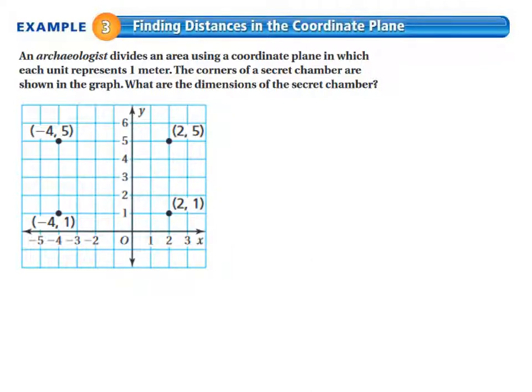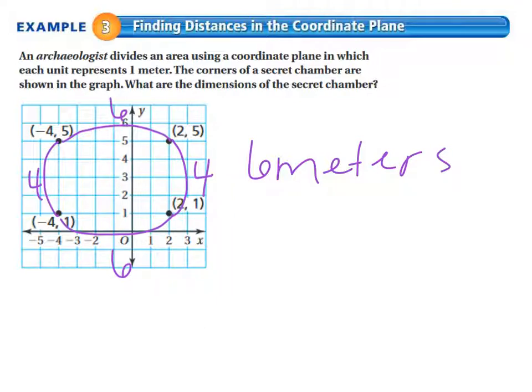So what we're going to do is we're just going to count the spaces in between each point, because we're just trying to find the distance between each one. So first, let's go from here to here. The space between there is 1, 2, 3, 4, 5, 6. And if it's 6 there, it's 6 here. The space between here and here is 4. And over here it's also 4. So we can see here that the dimensions of this secret chamber are 6 meters by 4 meters.